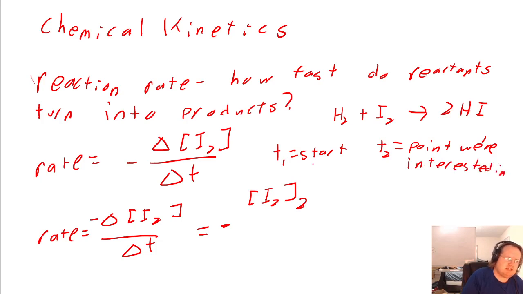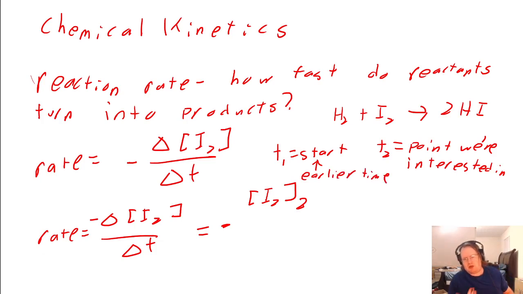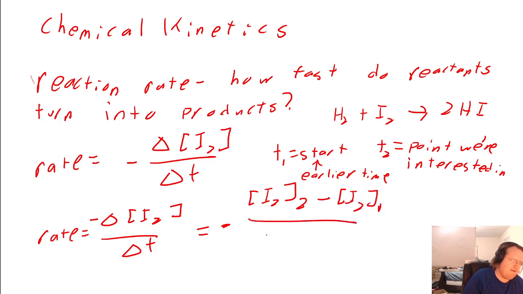T1 doesn't have to be the start. It could just be an earlier time than T2, though. That's what's important. So it could be that we're looking from the start to 100 seconds, but we could also be interested between 50 and 100 or something like that. So you could pick any time you want. While in this case I'm going to talk about it from the perspective of the start, we could just be saying in general, how fast does this reaction go when you compare 50 seconds to 100 seconds? So you have I2 at time 2 minus the concentration at time 1, and we'll divide it by time at 2 minus time at 1.